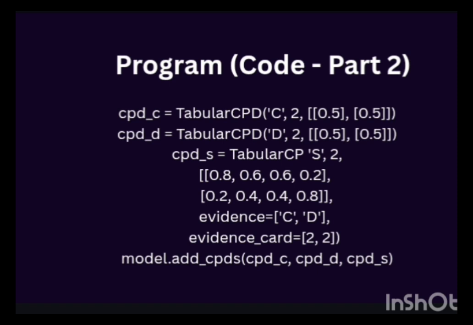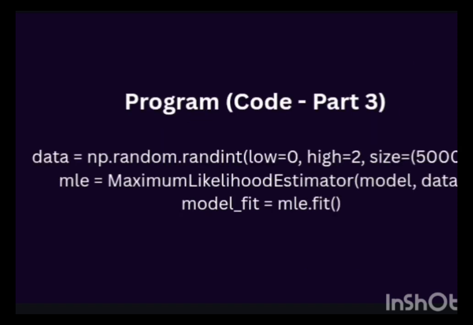Program Part 3. In this step, we generate sample data using NumPy. Then we apply maximum likelihood estimation to train the model using the generated dataset. This helps in estimating the parameters based on observed data.